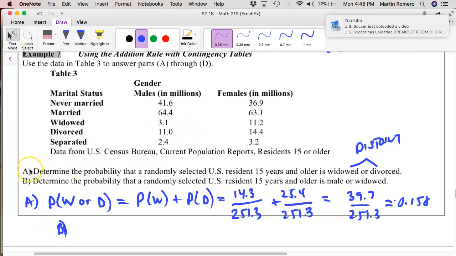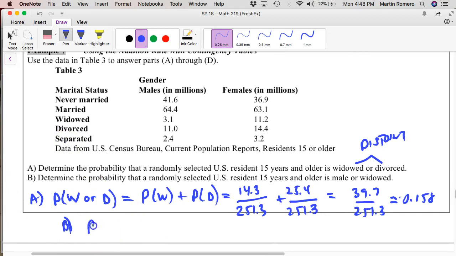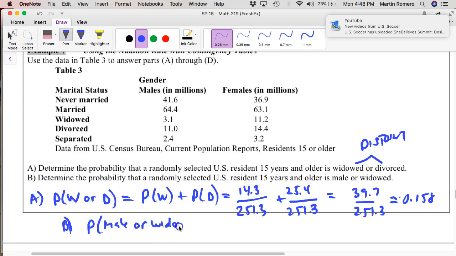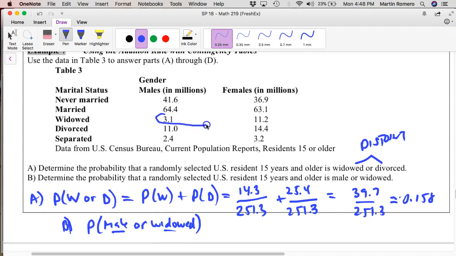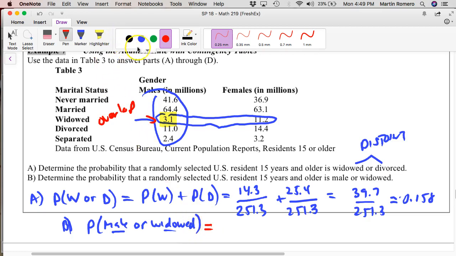And then part B, we're looking at the probability that the resident is male or widowed. Male or widowed. In this case, if you look carefully, widowed are this group here and males are this group here. What I can see is there's overlap right here. There is what we call overlap right there. To get this answer, it's going to be the probability of being a male, which we add all those up: 41, 64, 3, 11, 2.1.